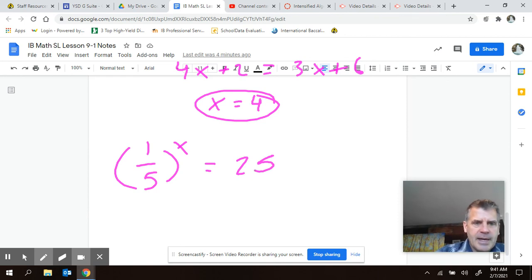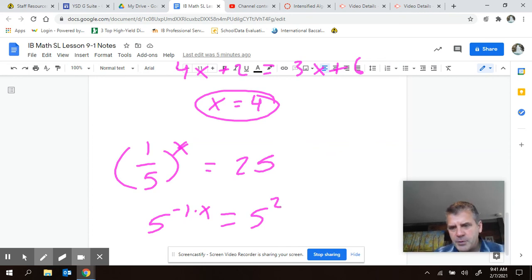So again, at first glance, it looks like, well, there's nothing there. But they both have this common base of 5. So remember, 5 to the negative 1 is the same thing as 1/5. That's times the exponent of x already there. And then 5 squared. And I'll let you solve it from there.